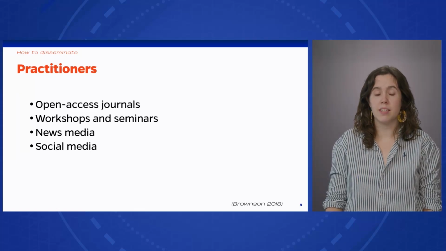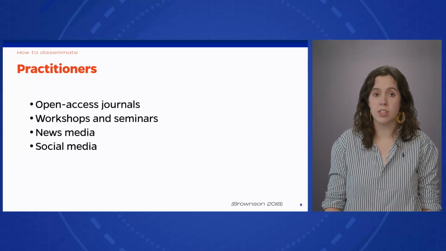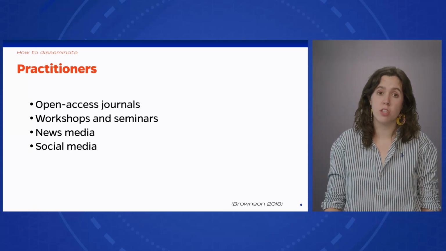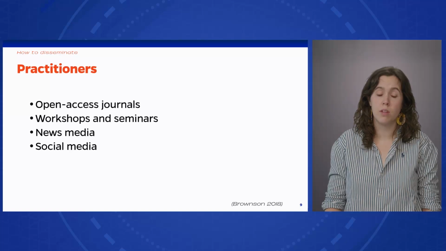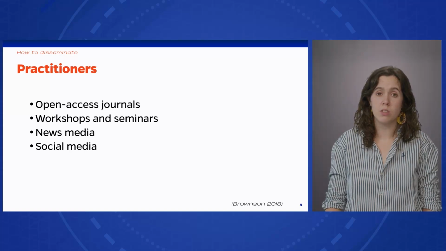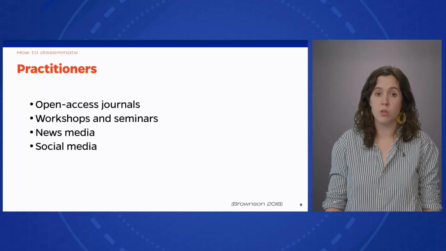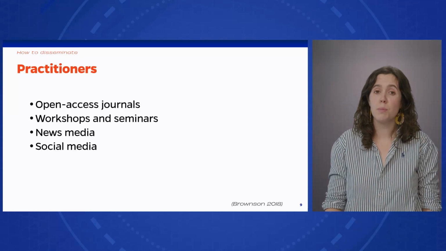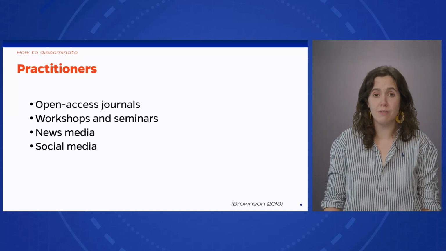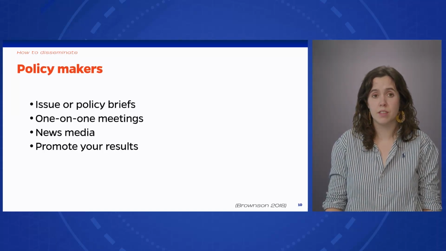Practitioners in public health tend to use journals less frequently than researchers, in part because of difficulty accessing them. So if you do publish your results, doing so in an open access journal can overcome this hurdle. Additionally, disseminating your results through workshops and seminars, professional organizations, and media may be more effective than traditional journals and conferences to reach this audience.